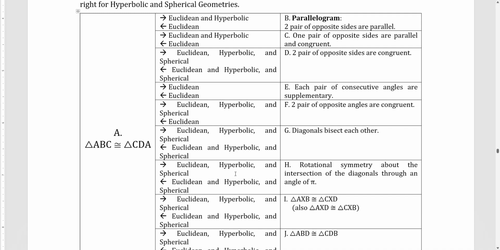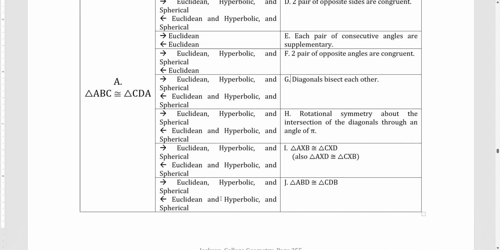Okay? And we have rotational symmetry about the intersection of the diagonals through an angle of pi radians, or 180 degrees. That's going to happen when you have this. And if you have that rotational symmetry, then you're going to get these triangles congruent. And in all three geometries, if you get these two congruent, we get these little triangles, the two sets of little triangles congruent, where we're using the midpoint as a vertex.